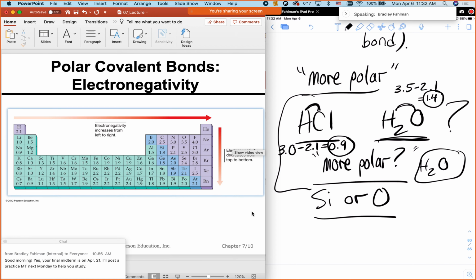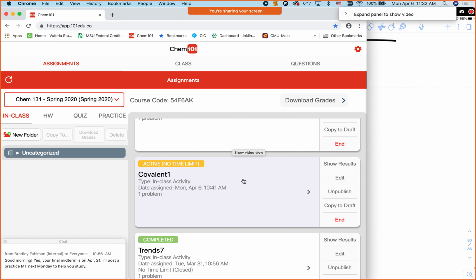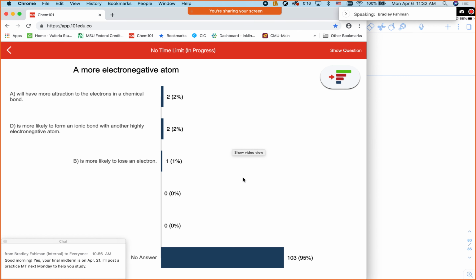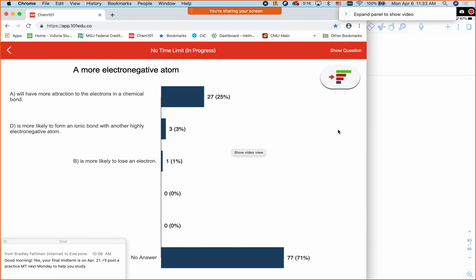All right. So pull out your cell phones or whatever you have, and let's go through some Chem 101s here. Okay, so this first one, just a definition here. A more electronegative atom, which one of these do you think? Yep, so this one, A, is correct. It's going to have more attraction.